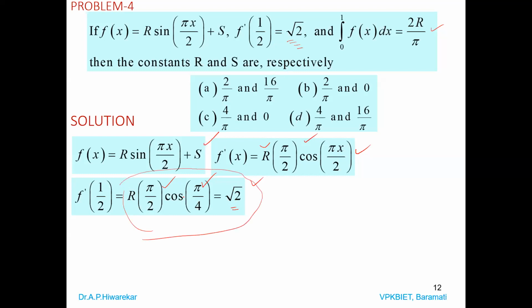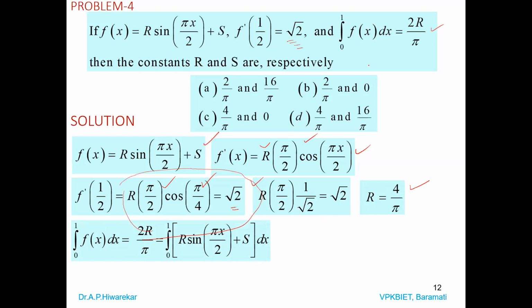Cos of pi by 4 is 1 by root 2. So it is r into pi by 2 into 1 by root 2 is equal to root 2. Simplify, and you will get r into pi by 2 is equal to 2. So r is 4 by pi. One value you are getting, r is 4 by pi. So either C or D, that we have to confirm. A and B are not correct options.